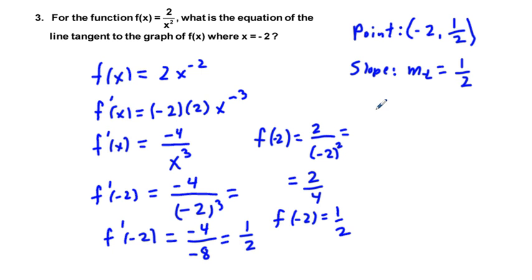And so our equation is going to be y minus y1 equals m, which is going to be 1/2, times x minus x1. Well, minus negative 2 is going to be plus 2. So this is going to be the equation for our tangent line.